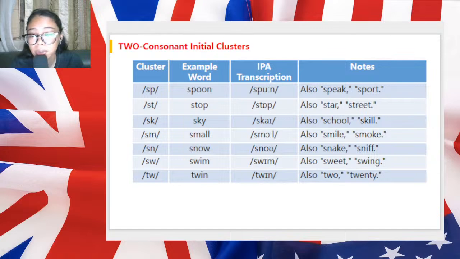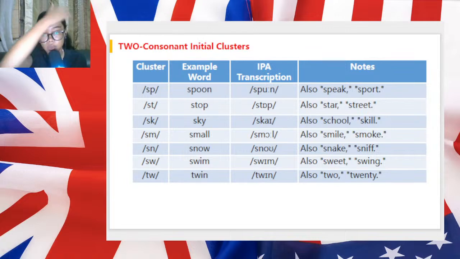Finally, for this slide is the TW cluster, with the example word twin. So this is a T sound blending directly into the W sound, and we get twin. You'll initiate the T sound here and then immediately round your lips for the W, creating that quick, seamless transition. This blend is also used in words like two and twenty. Let's say twin, twenty, focusing on the clean W connection.